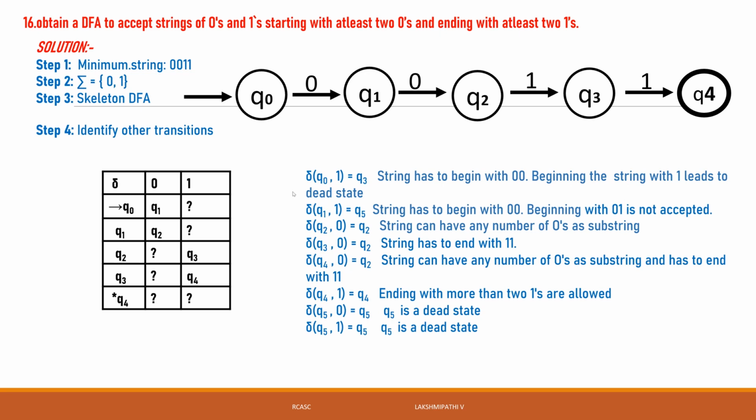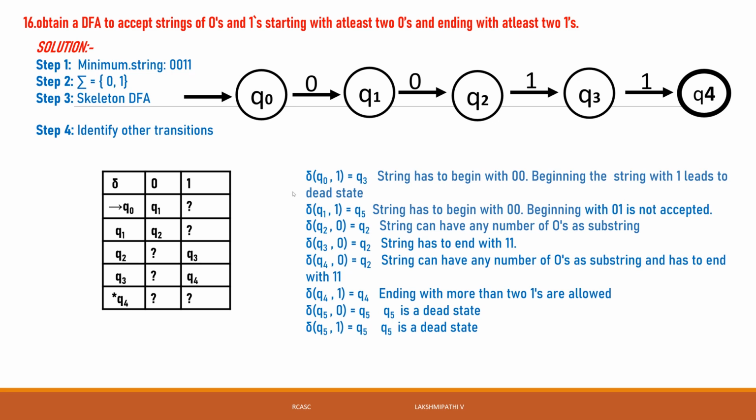Then Q1 of 1: a 1 is not coming in between because the string does not start with 0 1. It will always be 0 0. That's why Q1 of 1 also goes to the dead state. Then Q2 of 0: after starting with 0 0, any number of zeros will be accepted. We give Q2. Then Q3 of 0 is also Q2, and Q4 of 0 has the same condition. Then Q4 of 1 is Q4, ending with more than two ones is also allowed. Then Q5 of 0 is the dead state, and Q5 of 1 is also the dead state.